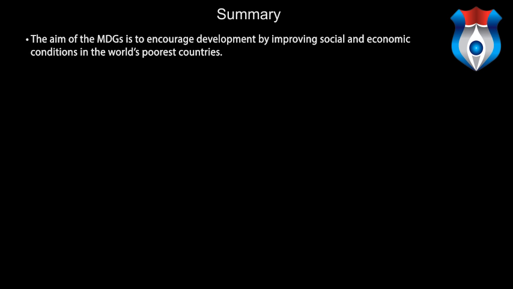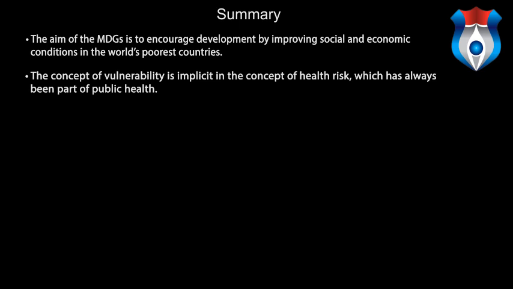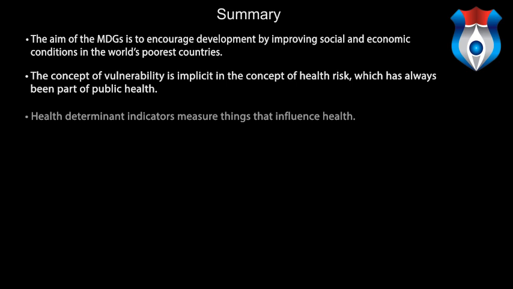Now, in the end, let us summarize what we have learned in this lecture. The aim of the MDGs is to encourage development by improving social and economic conditions in the world's poorest countries. The concept of vulnerability is implicit in the concept of health risk, which has always been part of public health. Health determinant indicators measure things that influence health.